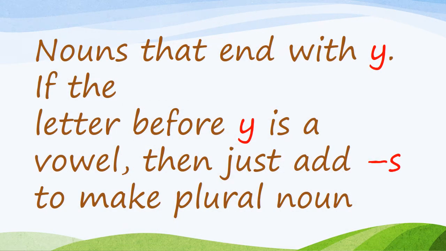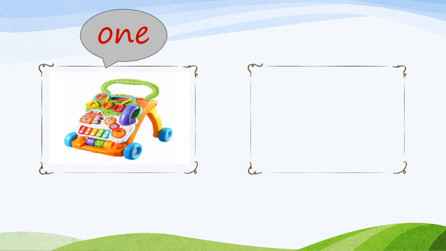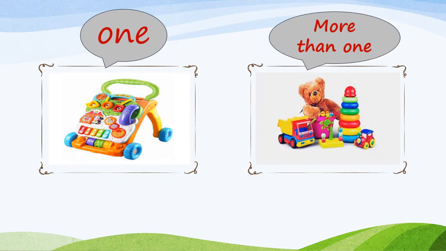Next is when the letter before Y is a vowel. In that case, what we do? Yes, we just add S to make plural noun. Now let's learn this with the help of examples. One toy. More than one. So, how we spell toy? Yes, T-O-Y. Now, if you see the letter before Y is a vowel.